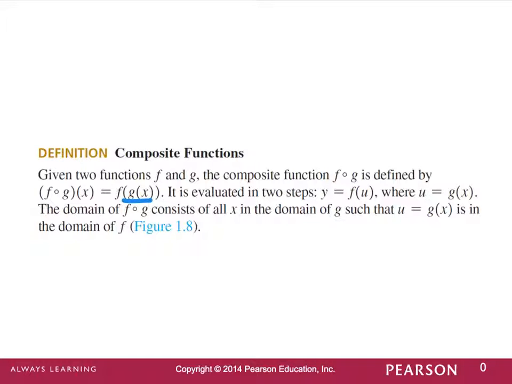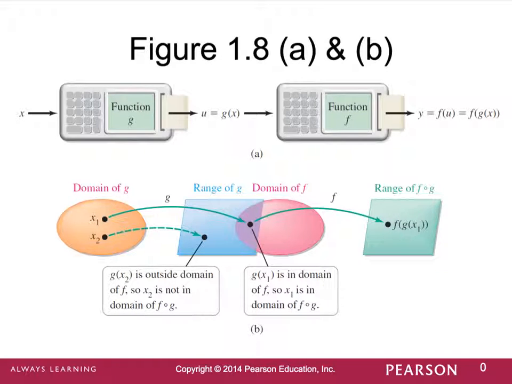It is evaluated in 2 steps. You first have to find what g of x is, and then we're going to plug that back into f. And the domain of this composite function, f of g of x, consists of all x in the domain of g such that u, which is equal to g of x, is in the domain of f. So there's a lot going on there, and we need to unpack that and make sure we understand what that means. We first look at the domain of g, and that restricts our domain.